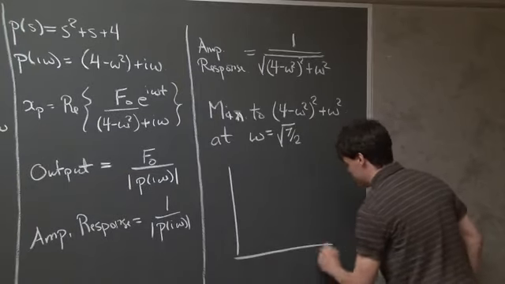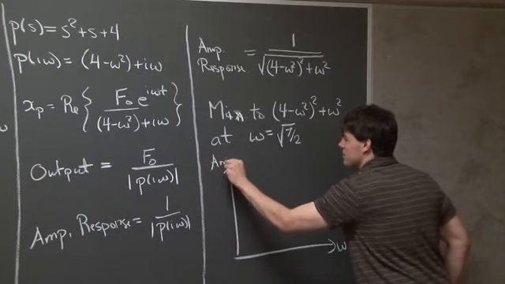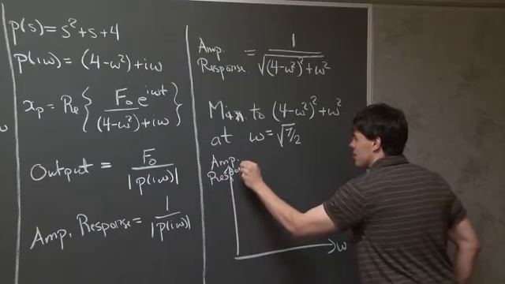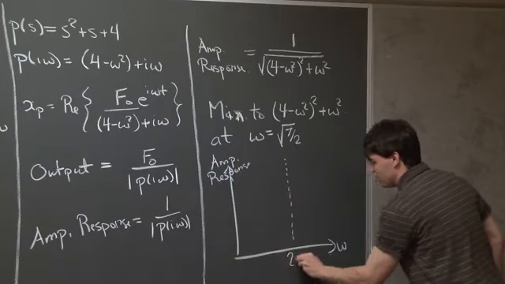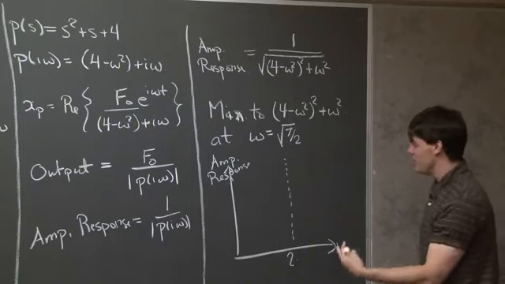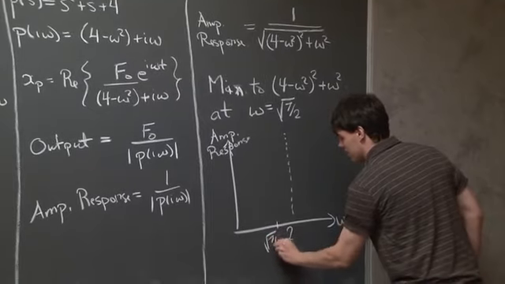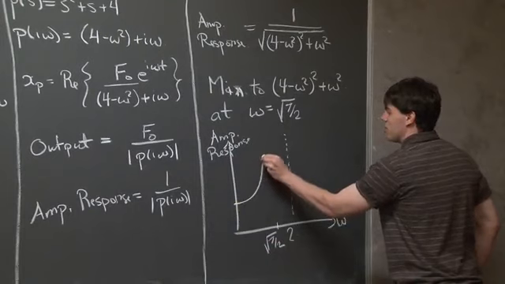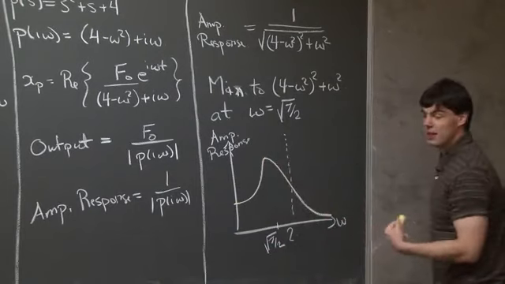Okay, so when I go to sketch this now, we have omega, we have the amplitude response. Now I'm going to draw in 2 from our previous diagram. Now the square root of 7 halves is just below 2, so square root of 7 halves. So we end up with a maximum at the square root of 7 halves, and then a decay to infinity.